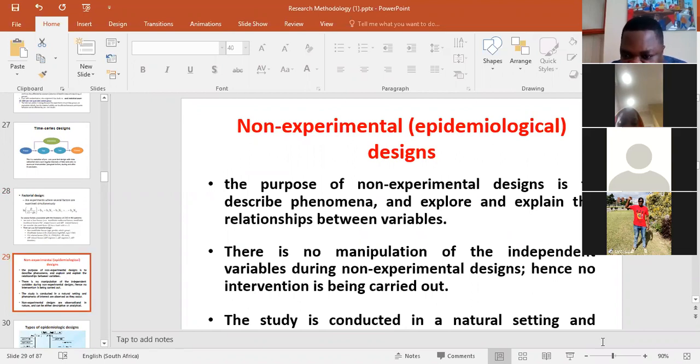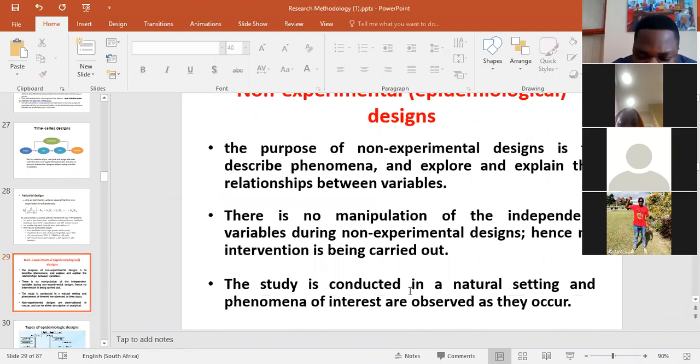So non-experimental designs are also what we call epidemiological design. The purpose of non-experimental design is to describe phenomena and explore and explain the relationship between variables. So that's what epidemiologists mainly deal with, those types of design. Here there is no manipulation of the independent variable during non-experimental design. So there is no intervention in general.